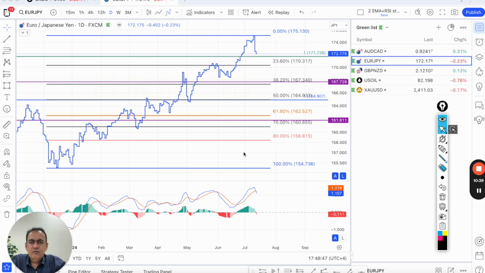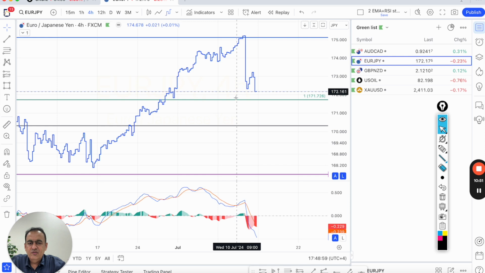Now again, fundamentally we have interest rate announcement from European Central Bank coming in the week, so there could be huge volatility in European pairs, especially in EURJPY. Now moving to the next time frame, that is 4-hourly chart. If you notice, we have bearish divergence here. The last two highs on 4-hourly chart have clearly completed bearish divergence on MACD lines.